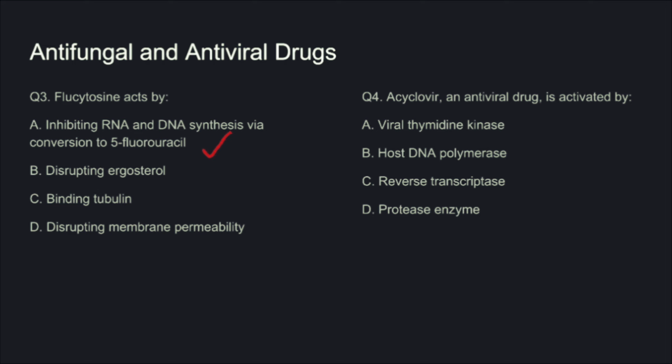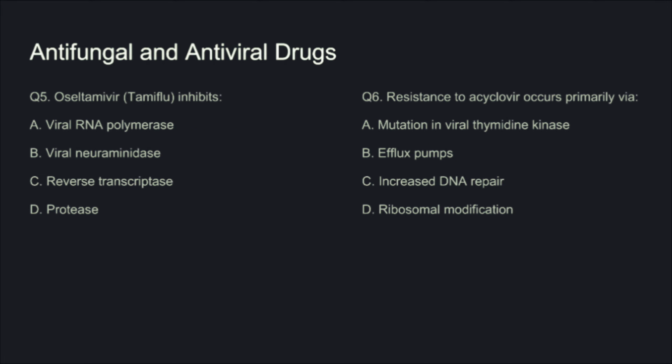Now question number 4. Acyclovir, an antiviral drug, is activated by: A. Viral thymidine kinase, B. Host DNA polymerase, C. Reverse transcriptase, D. Protease enzyme. So the correct answer is option A, viral thymidine kinase. Acyclovir is phosphorylated by viral thymidine kinase, and that inhibits viral DNA polymerase. Okay. Question 5.